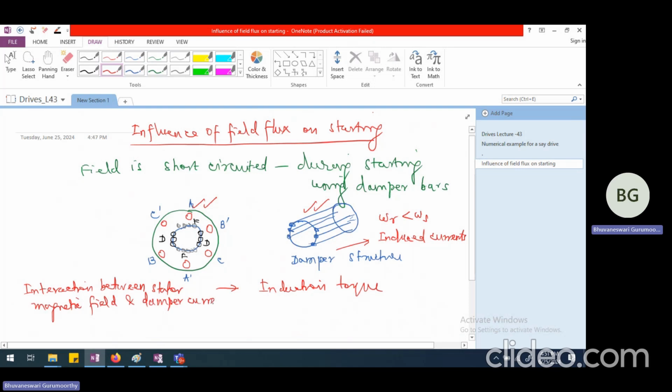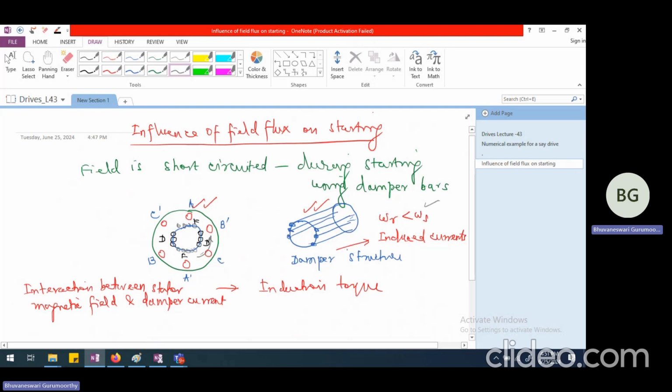And once this induction torque is produced, immediately you are going to see that this starts rotating in the same direction as that of the revolving magnetic field, very similar to induction motor action. And the speed will go pretty close to synchronous speed, but it cannot reach synchronous speed.